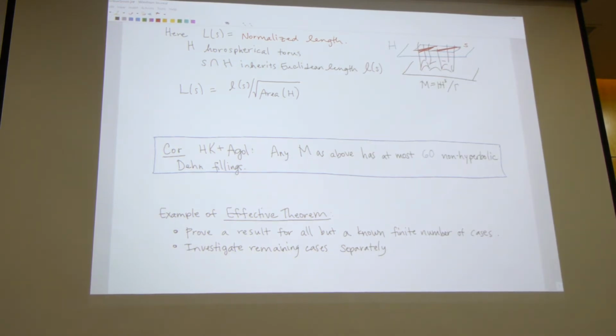Yes, Hodgson and Kerckhoff used this, plus Agol had some results that bounded things. So given the length of 7.515, Agol says that this many slopes can be excluded. So yes, this is all in Hodgson and Kerckhoff's paper. I may be being overly generous to Ian Agol; it was his idea to reduce to this finite number of slopes. But yeah, so any manifold as above has at most 60 non-hyperbolic Dehn fillings.